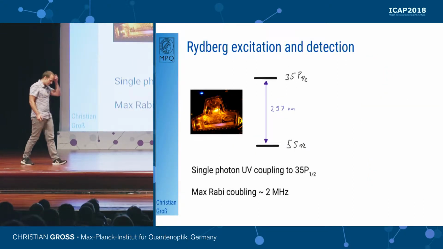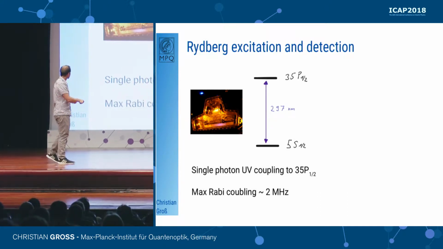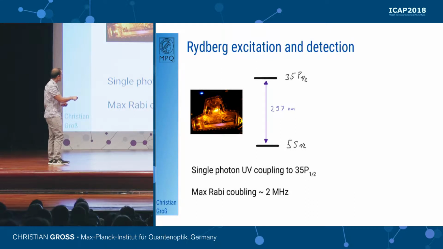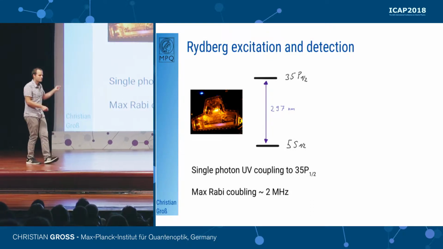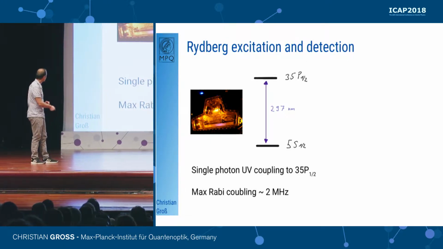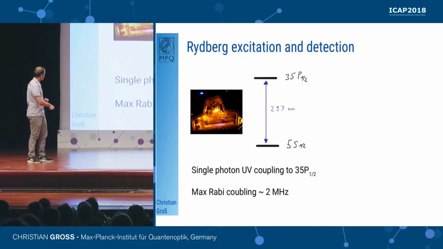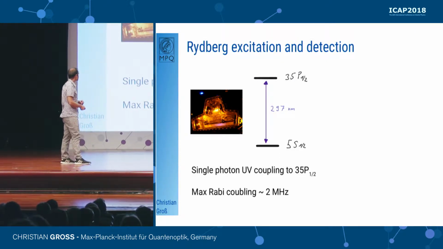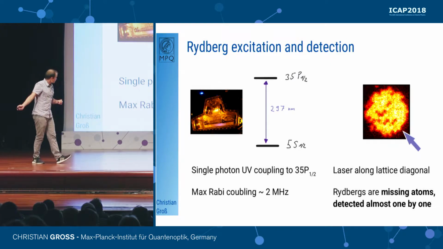Okay, then we excite to the Rydberg state using single photon UV excitation at roughly 300 nanometers, and we're going at the moment to the 35p state. Why 35p? Because that matches this diagonal lattice distance. You will see also that in the next slide. Just to give you a number here, we have something like 2 megahertz bare single atom coupling on this transition.